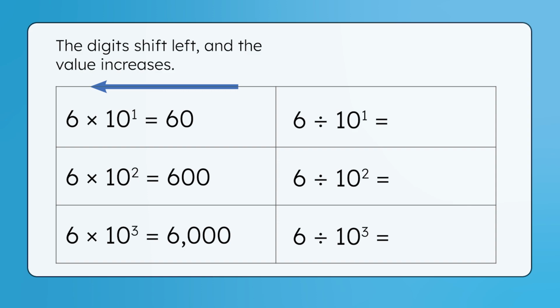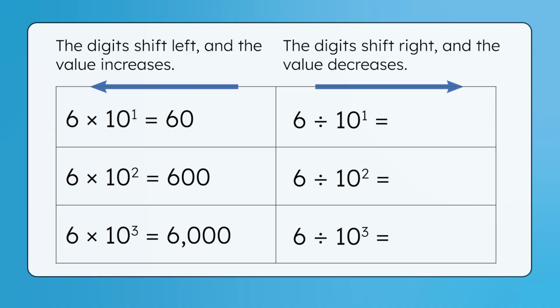What happened to the place and value of our target digit? It's also the same as before. The digits are shifting to the right once for each power of 10 and decreasing in value. We get 6 tenths, 6 hundredths, and 6 thousandths.